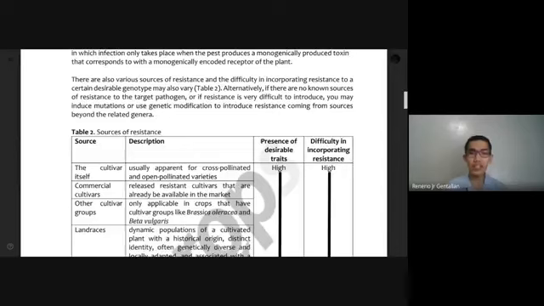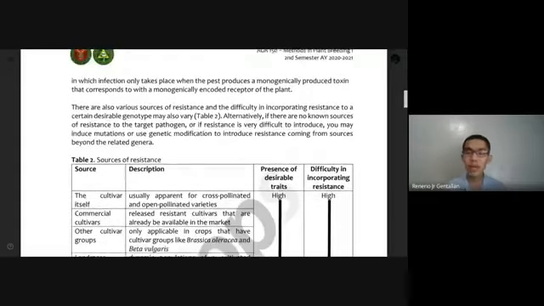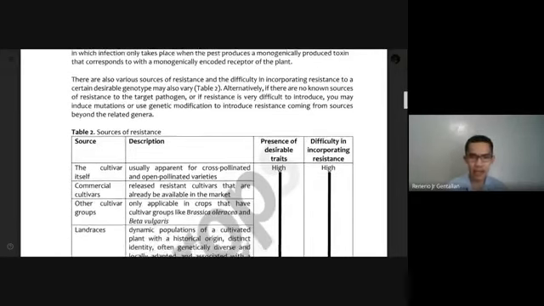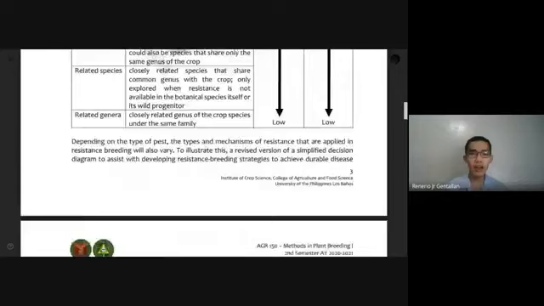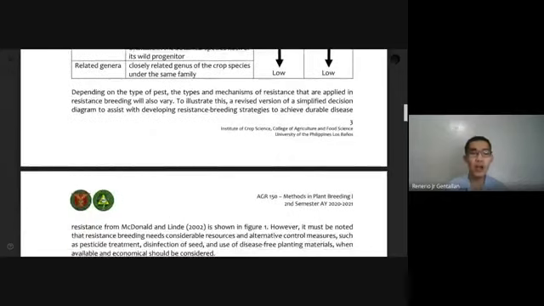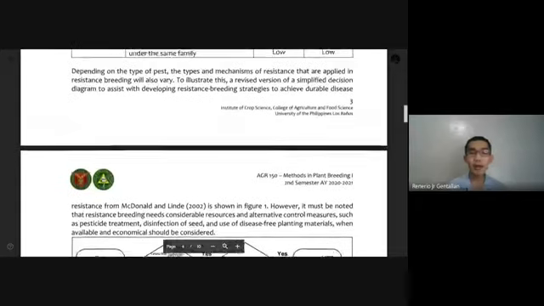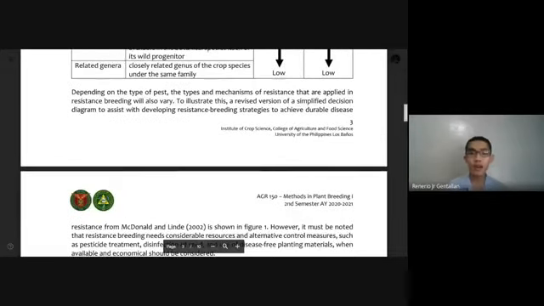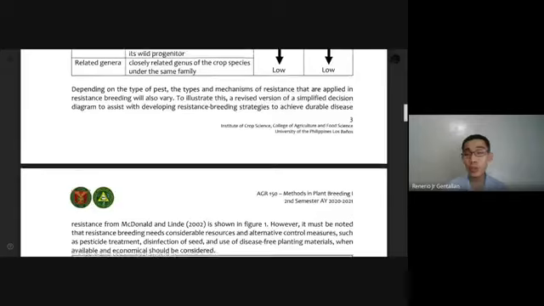So I just tried to at least introduce some of the very salient features that you might be needing in your search for the breeding for resistance. Okay, so aside from this description, we also discussed that depending on the type of pest, you will also determine which type of mechanism of resistance you would employ.